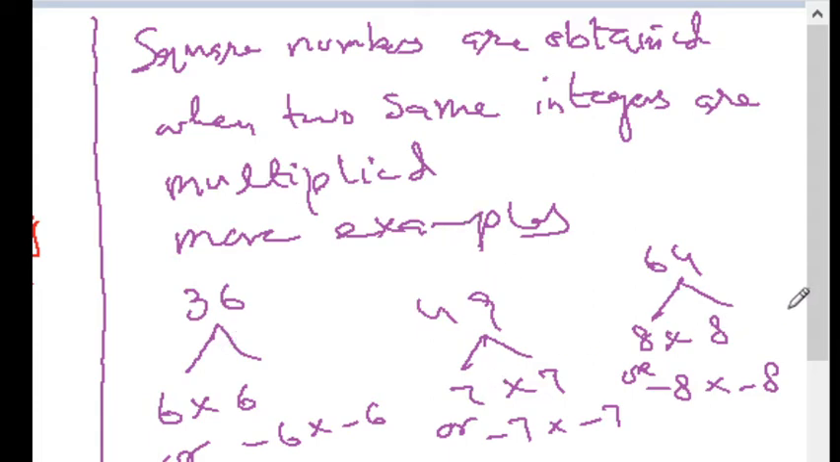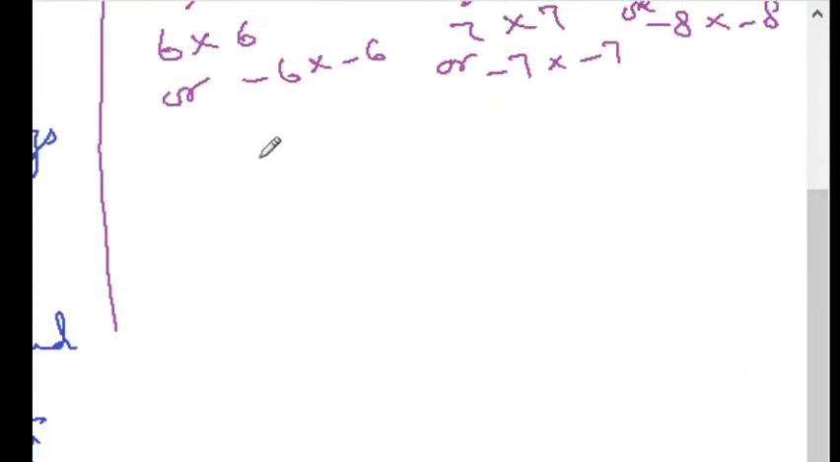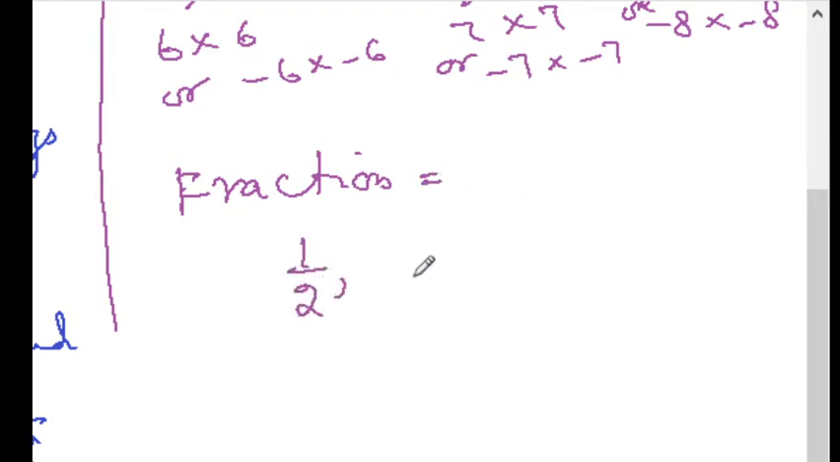Now the last type is fractions, given in the book. What are fractions? See here, 1/2. You are all familiar with fractions. When we write something like 1/2, 3/5, 7/9, 8/15 in this form, they are basically representing a part of the whole.